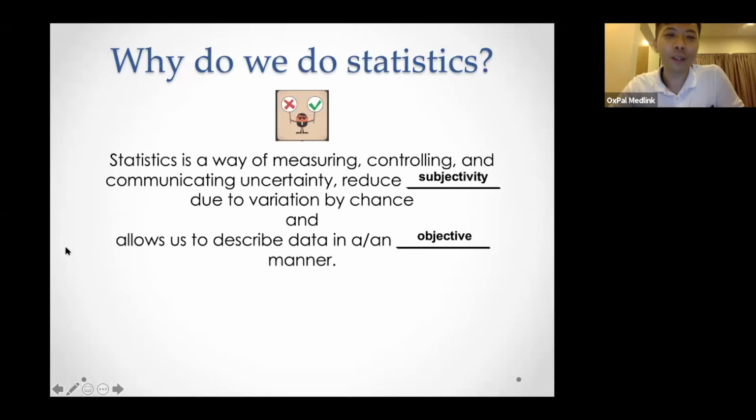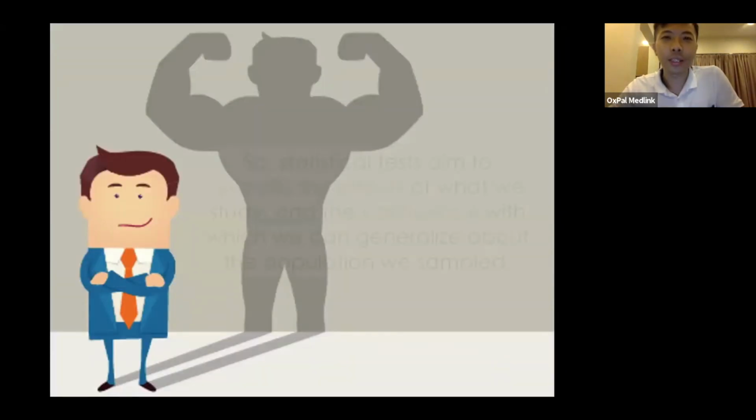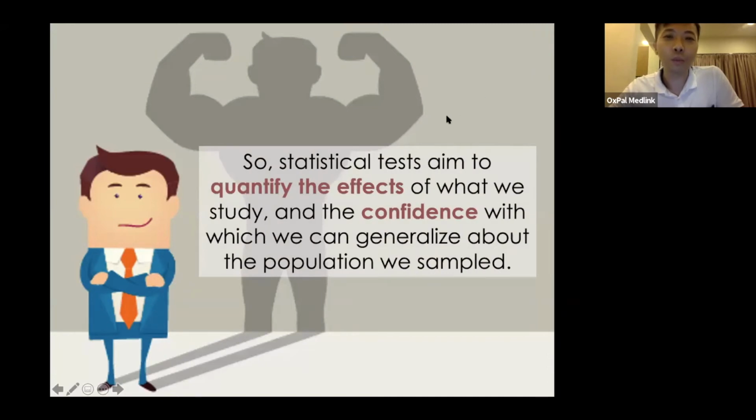Here I'm sharing my results. Okay, most of us, 94%, have chosen true. That's very good. It reduces the subjectivity due to variation by chance, and we want to describe data in an objective manner because we want to be confident that the variation in height is explained by our explanatory variable. So indeed, statistical tests aim to quantify the effects of what we study and the confidence with which we can generalize about the population we have sampled. We'll define population and sample in a bit.